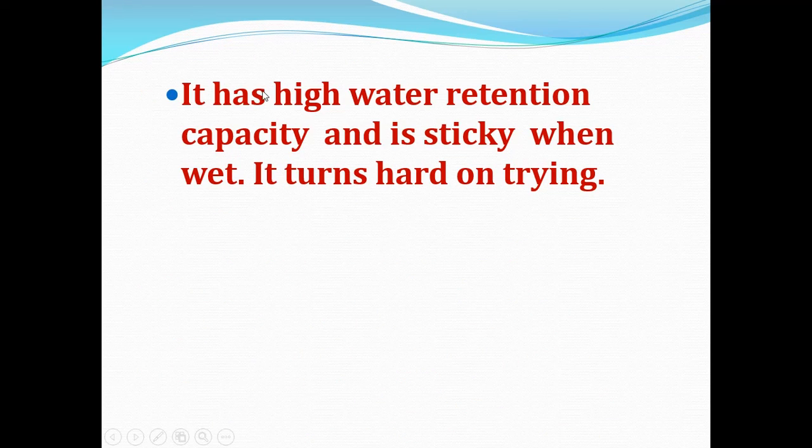Not only that, it has high water retention capacity. Okay, it has a high water holding capacity, and this clay soil is sticky when wet. So when it becomes wet, it will be sticky and turns hard on drying. So when it is drying, it turns hard.